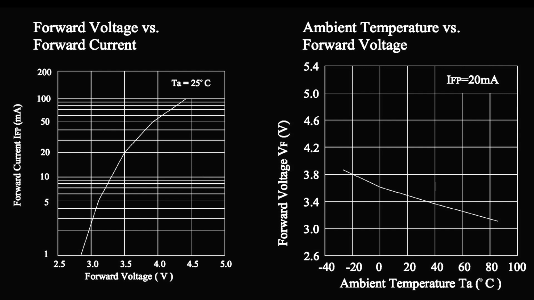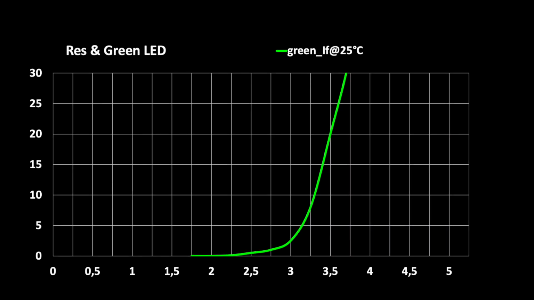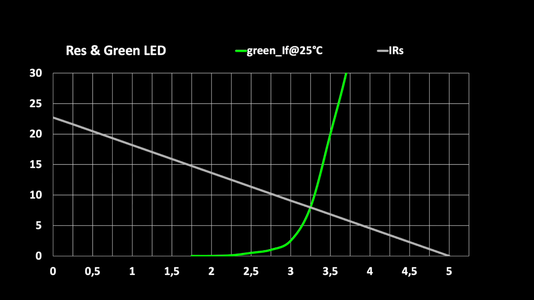Let's take a closer look at the green LED's datasheet. We are not recognizing it as a diode characteristic at first glance because of the logarithmic y-axis. I'm transferring the values to an Excel sheet, and with a linear axis, the LED's forward current characteristic looks like from a textbook. Now comes the hack. This line is representing a series resistor in the diagram.